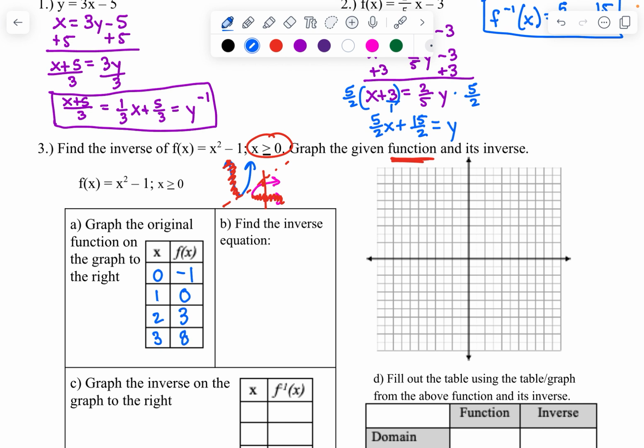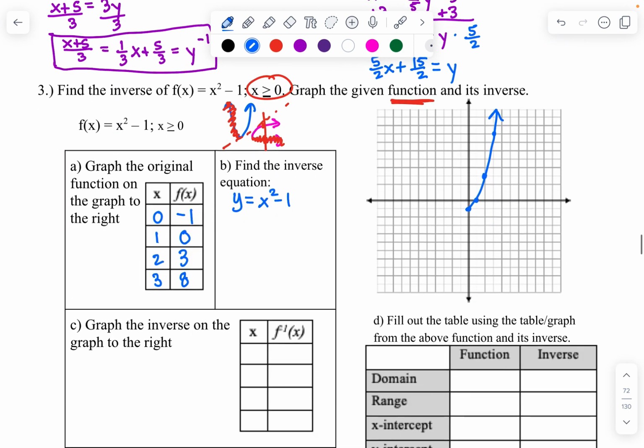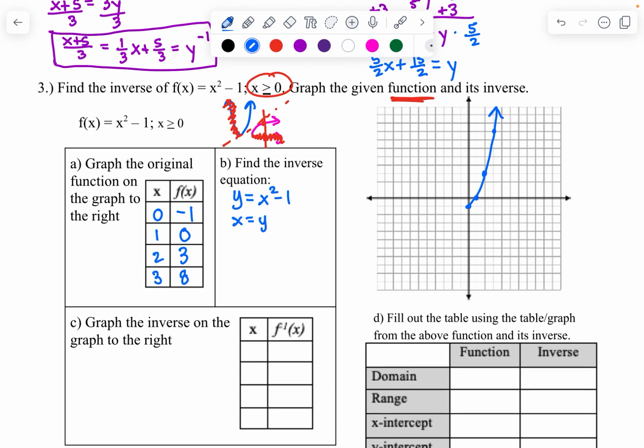And so I can go ahead and plot those points. 0, oops, forgot that it's down at -1. There we go. 0, -1, 1, 0, 2, 3, and then 3, 8. So here's the original parabola, again, cut in half because we restricted the domain. So now to find the inverse equation, I'm going to first replace my f of x with y equals. Now I'm going to swap my x and my y, and we're going to resolve for y.